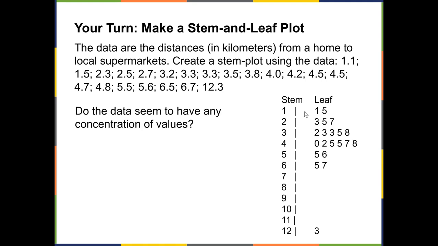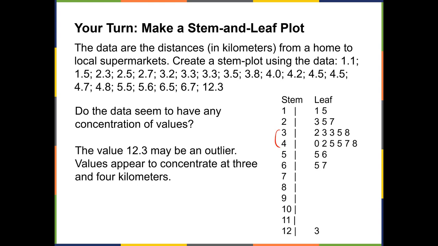So let's answer some questions now that we know how to make it. Do the data seem to have any concentration of values? Well, to me, I see it's right around the 3, 4 that has the most values. The other ones are more outliers and lessening. So around 3 to 4 kilometers are the most common distances.